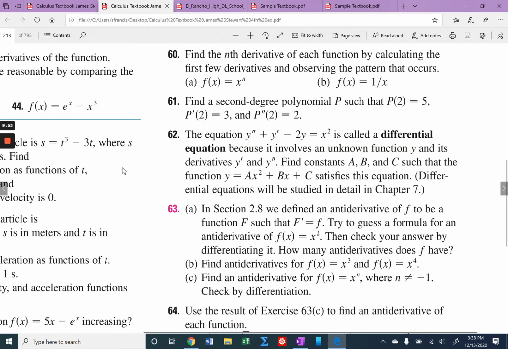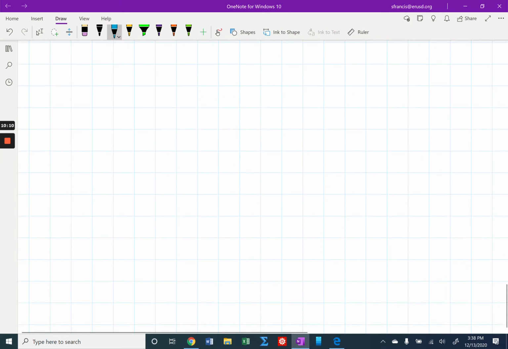62. This is a good preview of something we're going to be doing late in the year, close to the AP exam. We're going to be learning about these things called differential equations. And so it says the equation y double prime plus y prime minus 2y is equal to x squared is a differential equation.